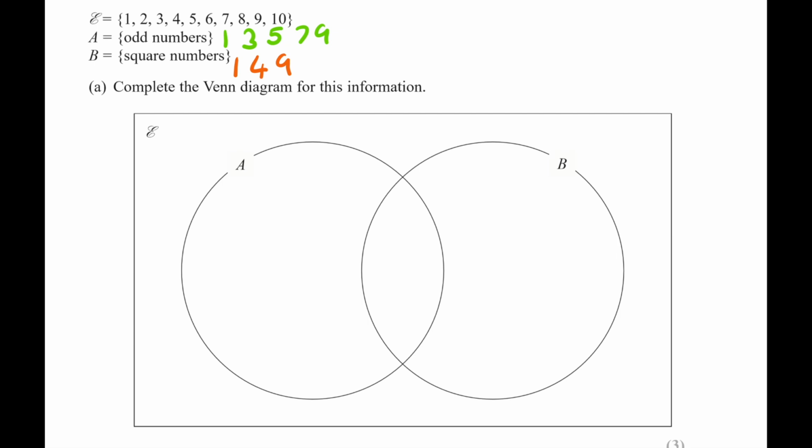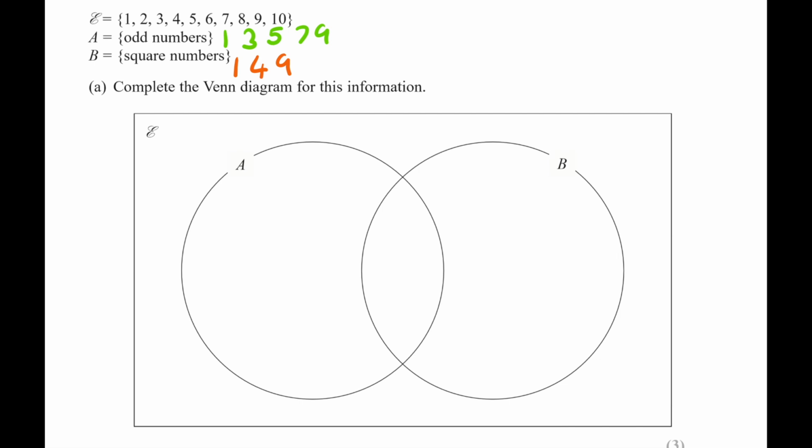So, on our Venn diagram, if you're here, you're in A and not in B, so that means you're just an odd number. If you're in the middle here, it means you're in A and B, so that's an odd square number. If you're in here, it means you're in B and not A, so you're a square number and you're not odd, i.e. you're even. And then if you're on the outside, that means you're not an odd number and you're not a square number. So we're going to go through 1 all the way through to 10 and then see where that goes.